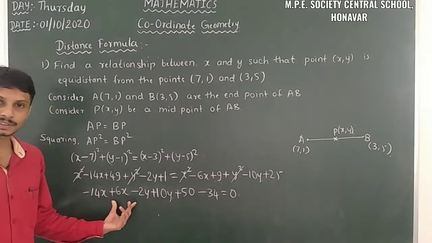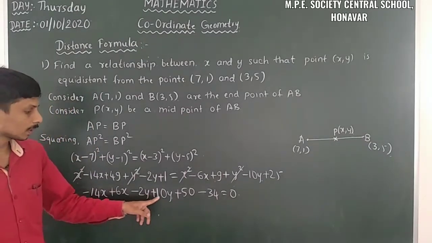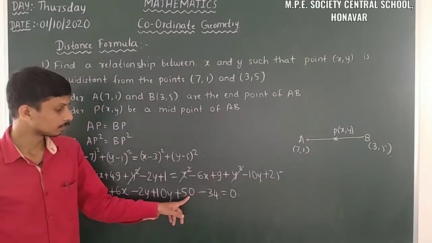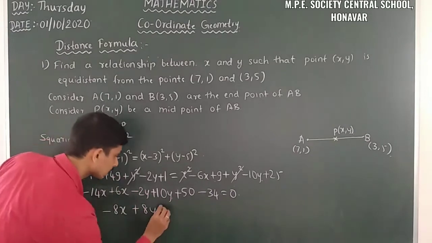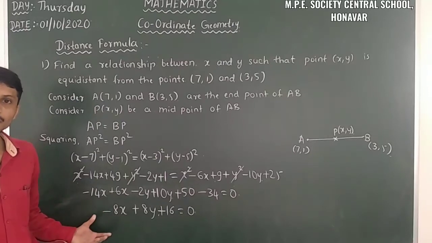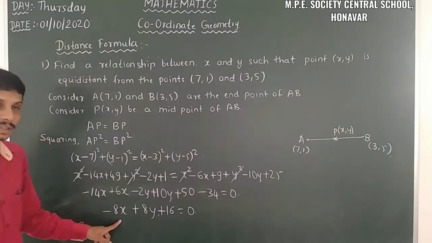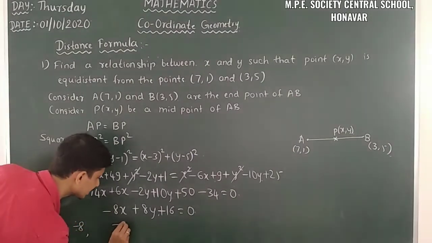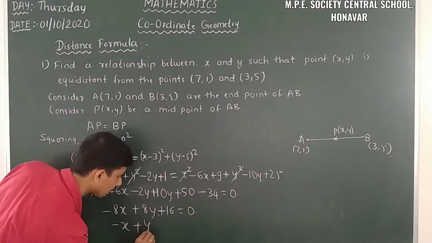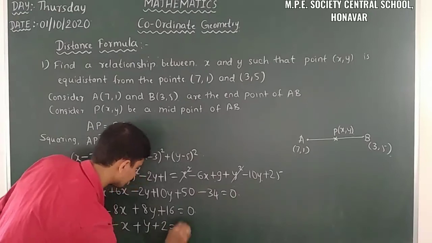Here minus 14x plus 6x means minus 8x. Here minus 2y plus 10y, it is plus 8y. Here plus 50 minus 34 means plus 16 is equal to 0. So let us divide by 8 throughout this equation. So divided by 8, what happens here? Minus 8x by 8 means minus x, plus 8y by 8, 8 getting cancelled, y, plus 2 is equal to 0.